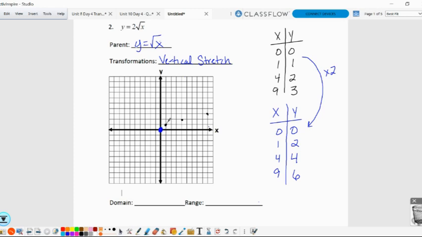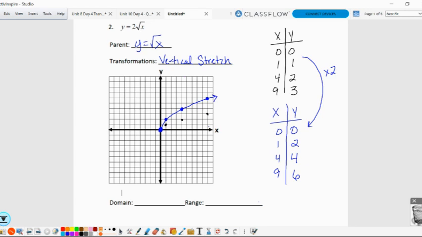But this point that's at 1 will now be twice as far, so it's going to go up here to 2. This next point is 2 units away from the x-axis. Now it will be 4 units away. This last point is 3 units away, so now it will be 6 units away. And when we connect the dots, we can see our square root shape that has been vertically stretched.